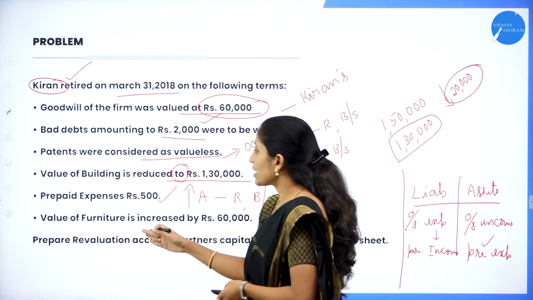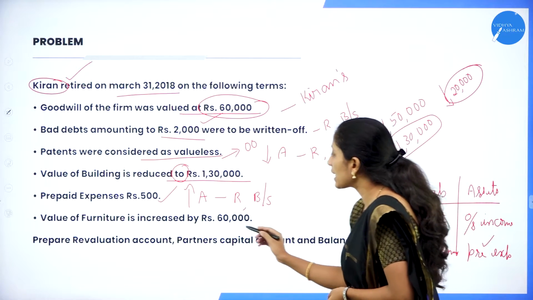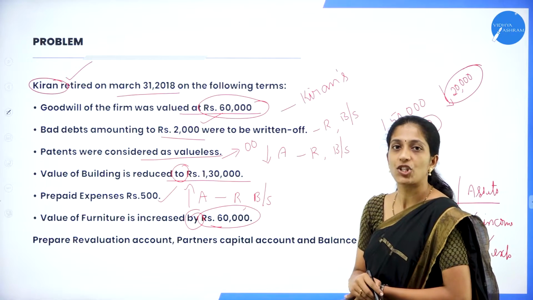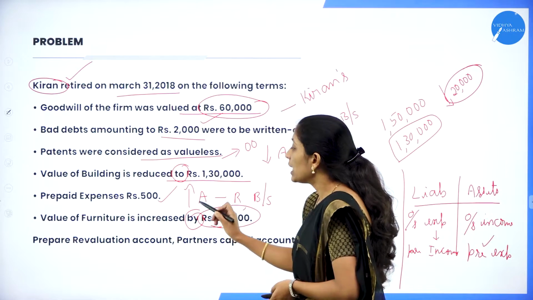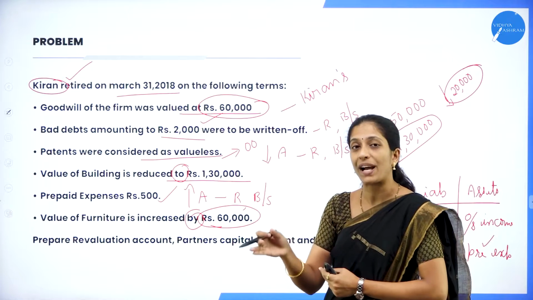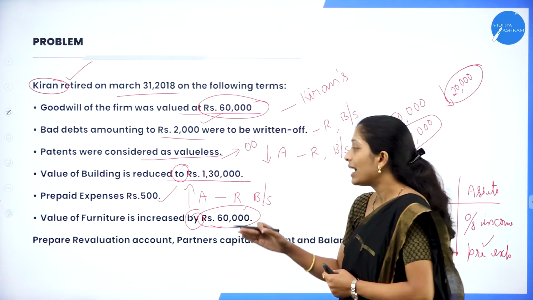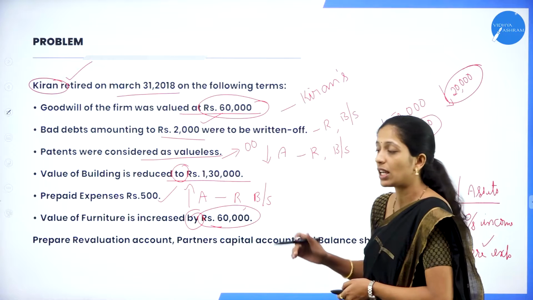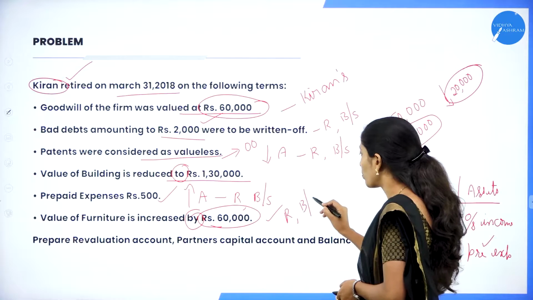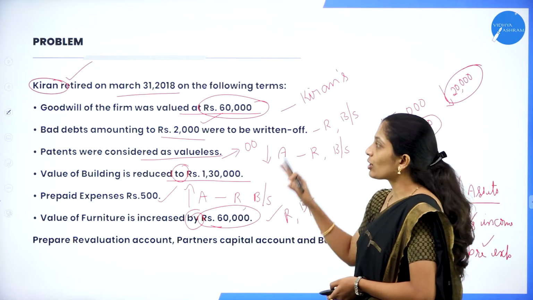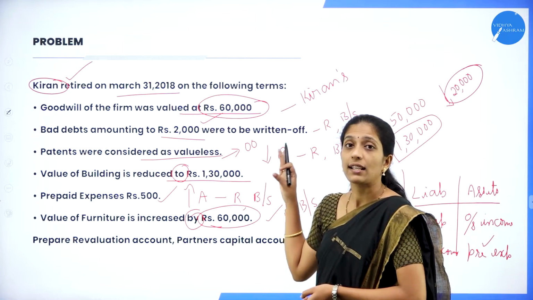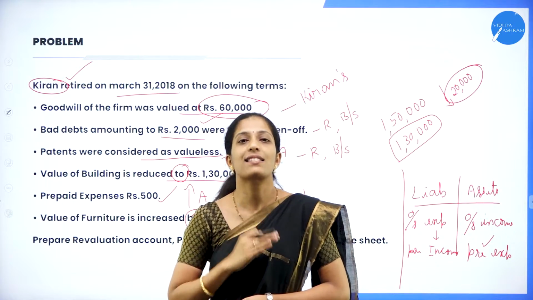So next adjustment is value of furniture is increased by. Now this whole 60,000 has to be taken in revaluation account. Why? Because they have told it has been increased by. In the sense, the value of furniture has been increased by. To what extent it has been increased? It has increased by rupees 60,000. So we have to take whole 60,000 in revaluation account and once it has to be shown in the balance sheet. So these are the certain adjustments. So we have to make sure that each and every adjustment should come twice in your solution.